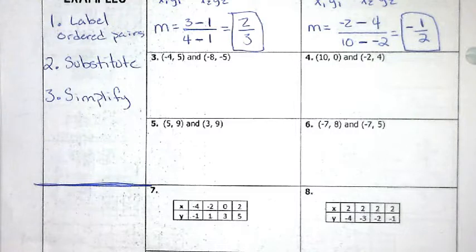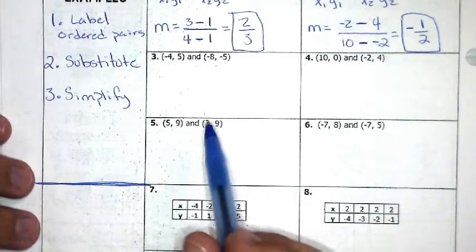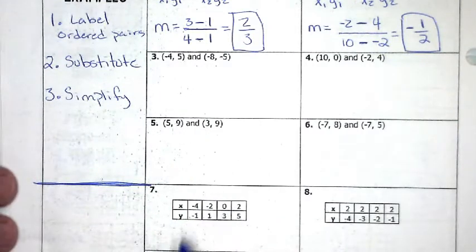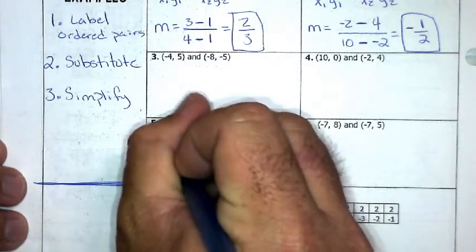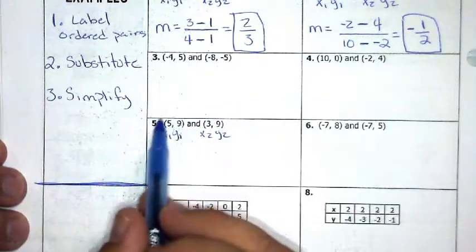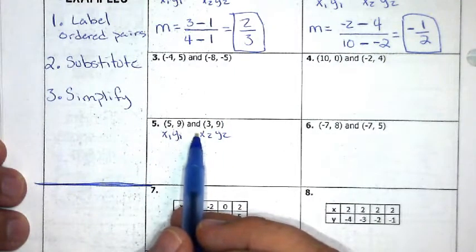Step 1, label your ordered pairs. Okay? I have my x1, y1, x2, y2. Why is this ordered pair the 1s and why is this one the 2nd? Because it comes second and that one comes first. Simple as that. It's not complicated. Once I've labeled, I now do what?